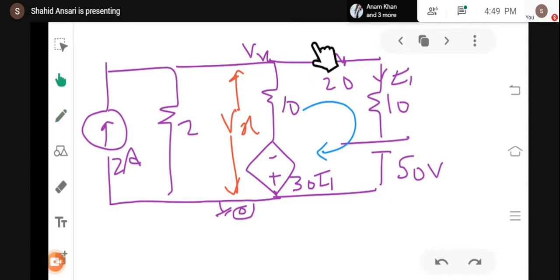You can see I1. Here the direction of I1 is already given, which is flowing through 20 as well as 10. How can I mark the polarity across this? It's a passive element, so for a passive element, current should enter from positive. So definitely I'll have to mark this one as positive and this one as negative. Again, this one as positive and this one as negative. Then for Vx, definitely this is positive and this is negative.